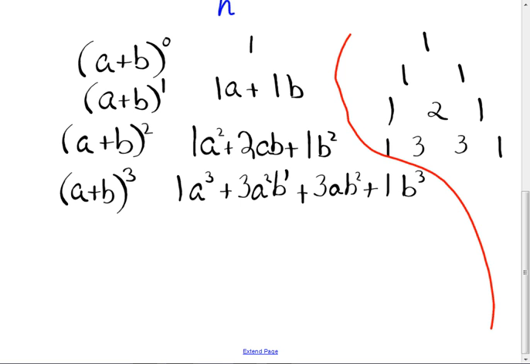So when you do the quartic one, you're going to get 1, 4. Remember, you just add these. 6, 4, 1.